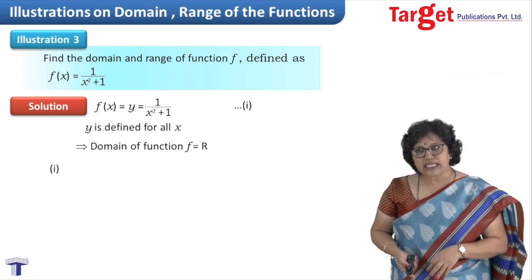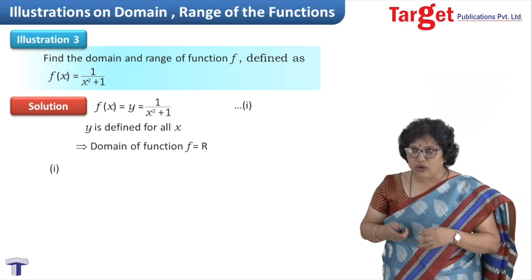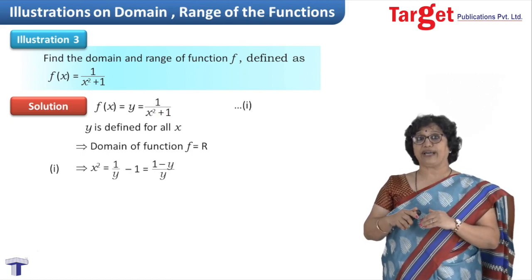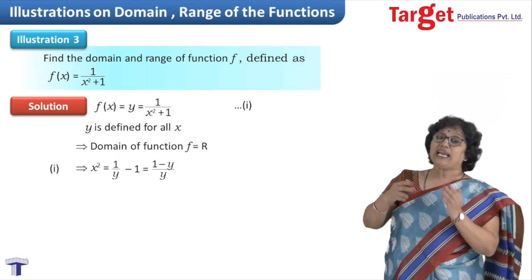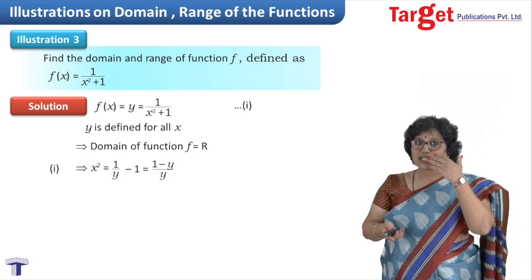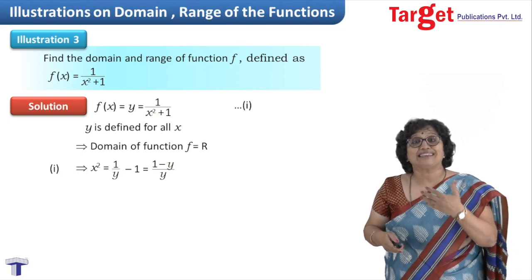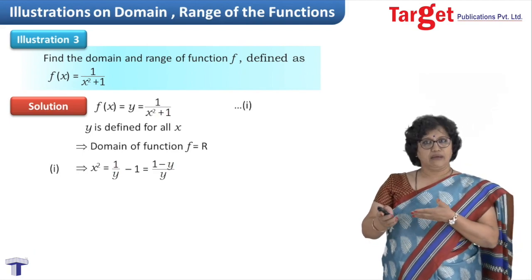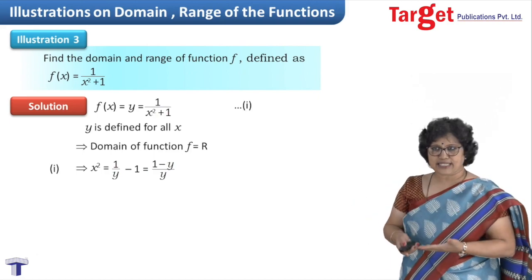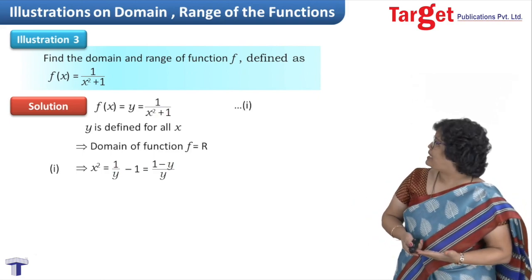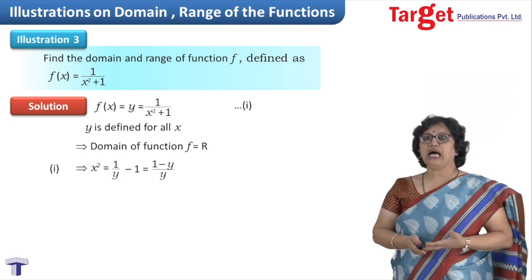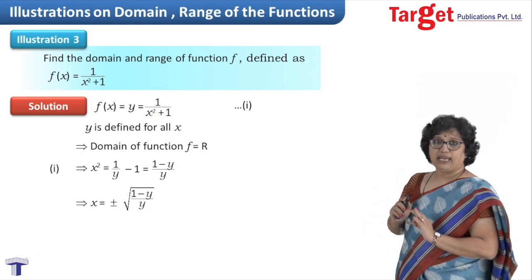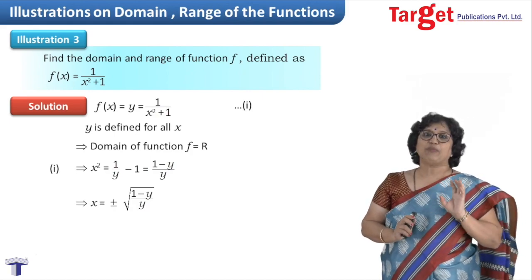Then I rewrite that y. Look at that y. Y is given in terms of x. What we are given there is y in terms of x, and what I am expecting to write is x in terms of y. When I want to write x in terms of y, my simplification would be that I write first x square as 1 minus y upon y. Now that leads to x equal to plus minus under root 1 minus y upon y. Now realize that x belongs to R.